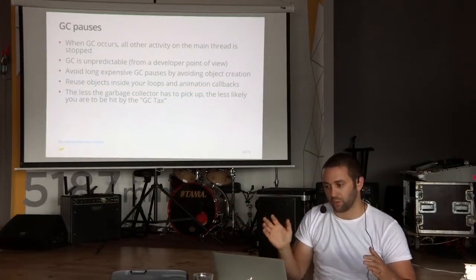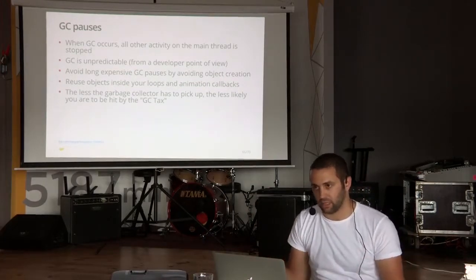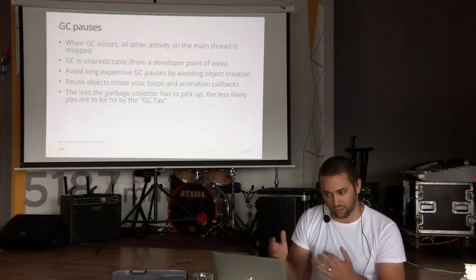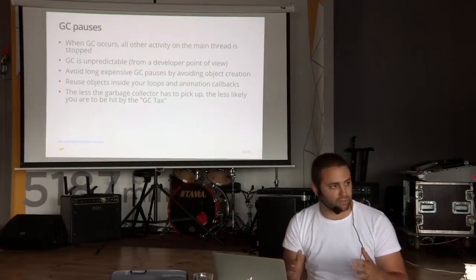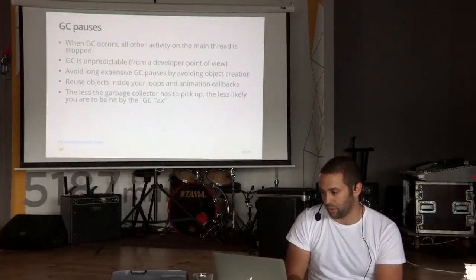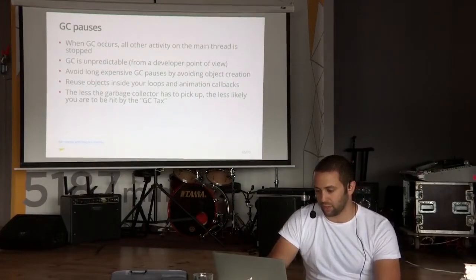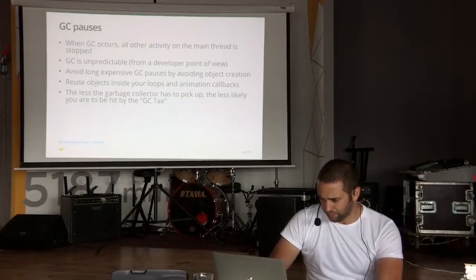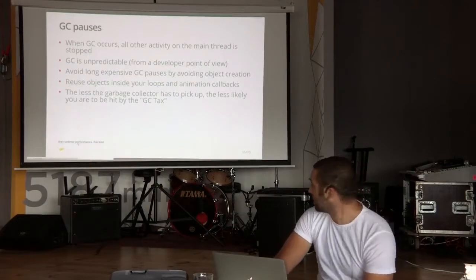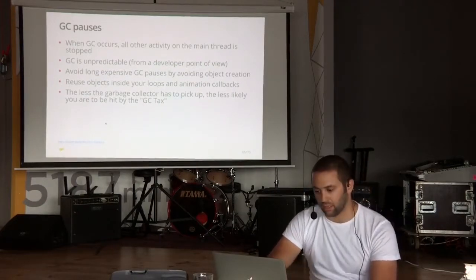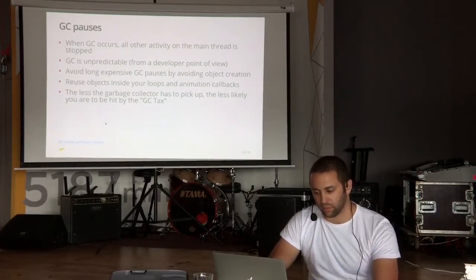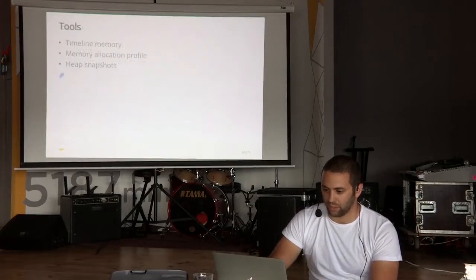These garbage collection pauses, whenever that happens, everything else doesn't happen because we're still on the same thread. And it's unpredictable from a developer point of view. You don't know, the browser decides about it by itself. So you're going to want to avoid object creation and reuse the stuff inside your loops. I want to recommend this checklist below. This is a nice checklist of things you want to take a look at, which covers a lot of the stuff we talked about today. So check that out when you get a chance.